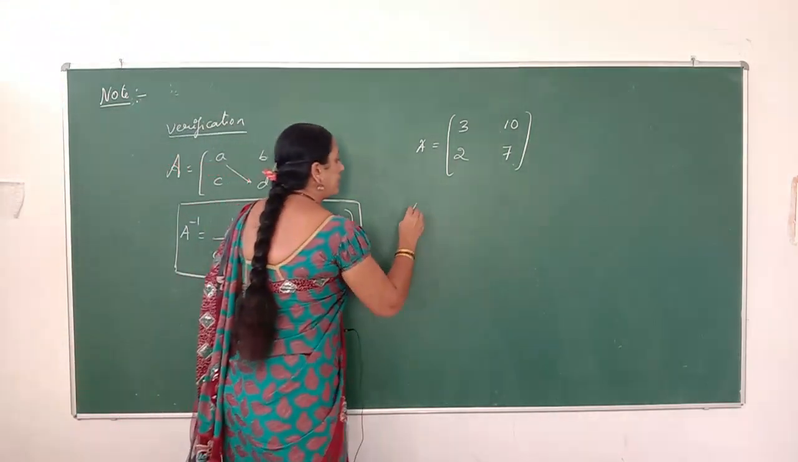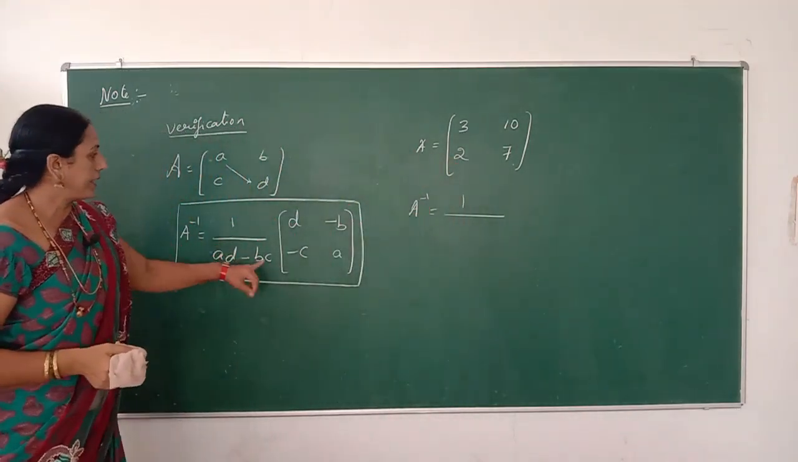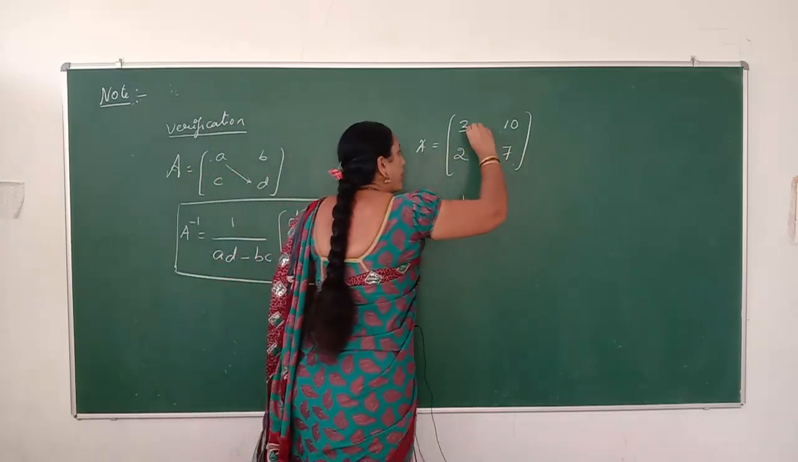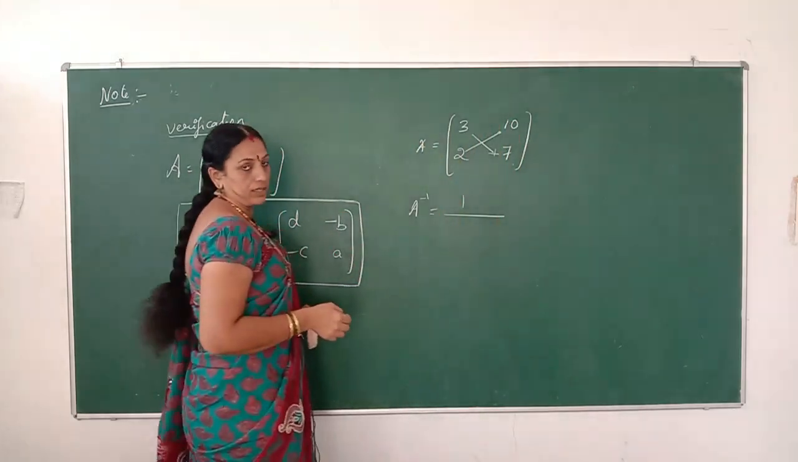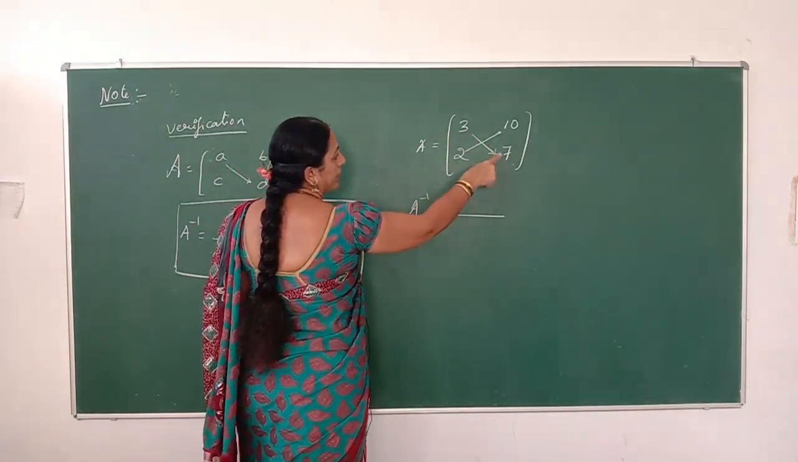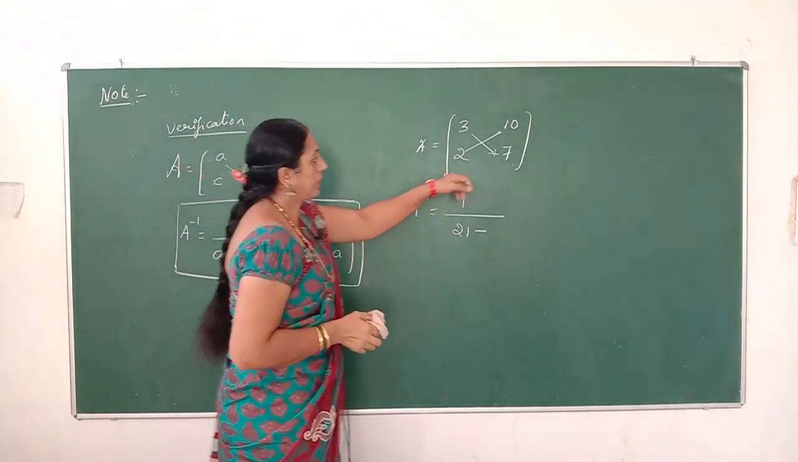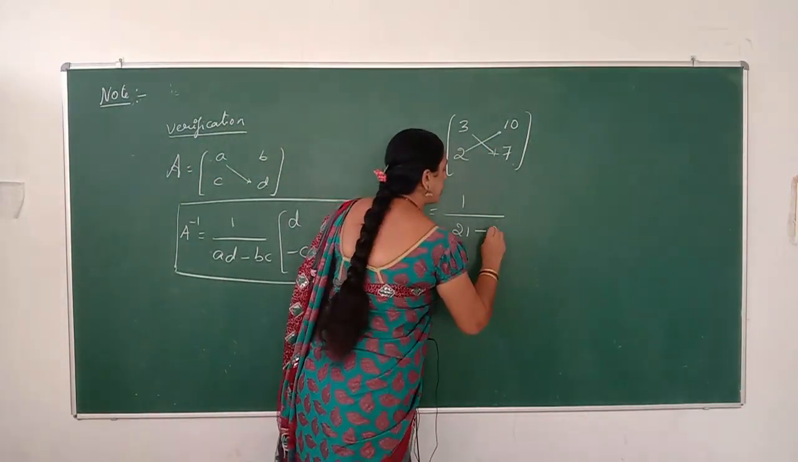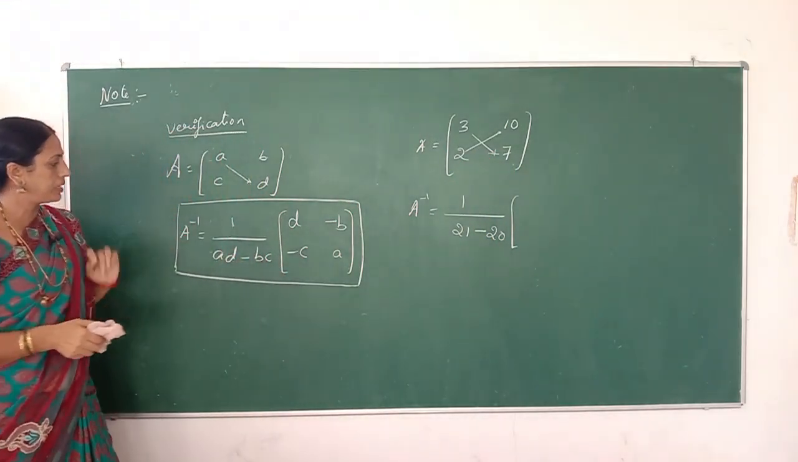First, the inverse of the matrix is 1 divided by AD minus BC. AD means the product of the left diagonal minus the right diagonal. So the left diagonal is 7 into 3. 7 into 3 is 21. Minus 10 into 2. 10 into 2 is 20. That is 1 over AD minus BC.